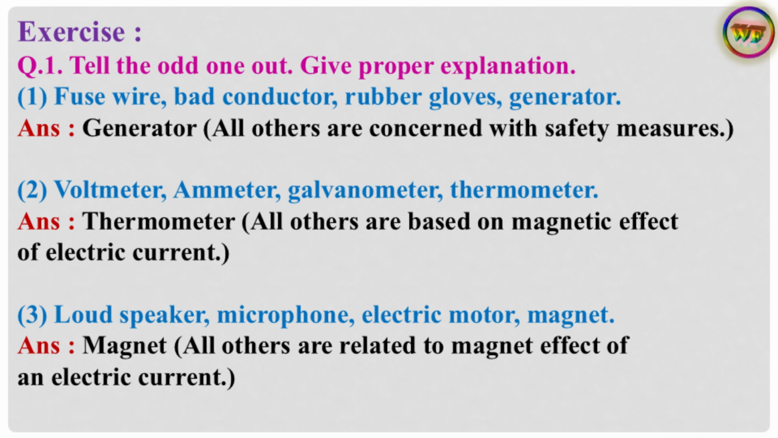Sub-question 2. Voltmeter, ammeter, galvanometer, thermometer. Answer. Thermometer, all others are based on magnetic effect of electric current. Sub-question 3. Loudspeaker, microphone, electric motor, magnet. Answer. Magnet, all others are related to magnetic effect of an electric current.